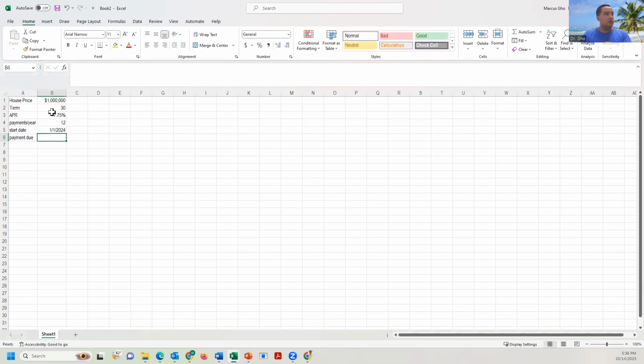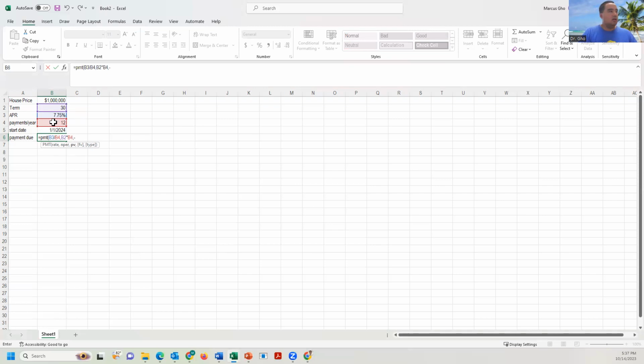Payment due. We want to input the payment amount. The formula you'd want to use is called payment. And when I start to input this, you'll notice it gives you some hints about what I want to put in there. The interest rate, we're looking at 7.75%. Because we're paying this every month, we're going to divide it by the number of payments per year. And that's the number of total payments over the life of the loan. We're making 30 years of payments, 12 months each. So we could type in 360 or let Excel do the math for us, 30 times 12.